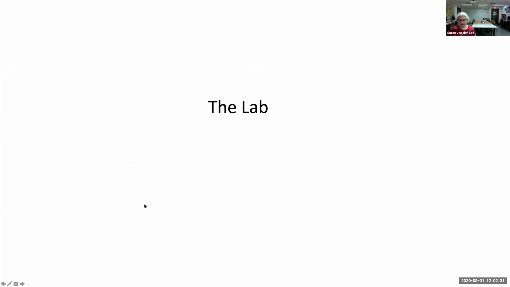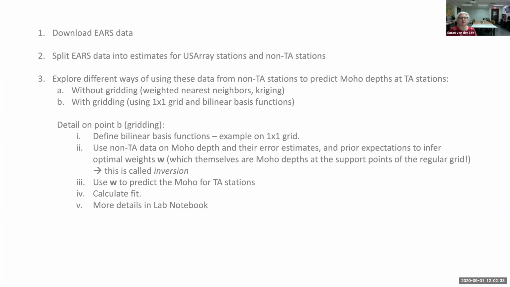So in the lab, what are you exactly going to do? First, you're downloading the EARS data, and you can actually download your own data set. You don't have to use the one that I posted on Slack. If you use the one that is posted on Slack, you have the exact same file that I used. So that may or may not be an advantage. Then we're going to split the EARS data set into estimates for USArray stations, or more specifically, Transportable Array stations, and other stations.